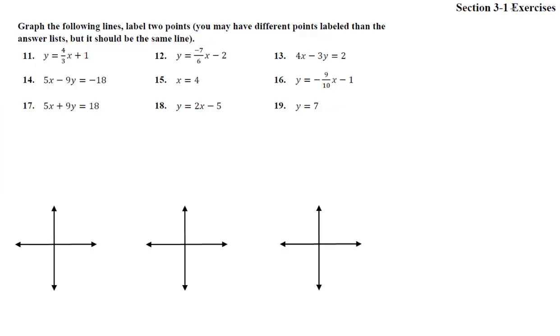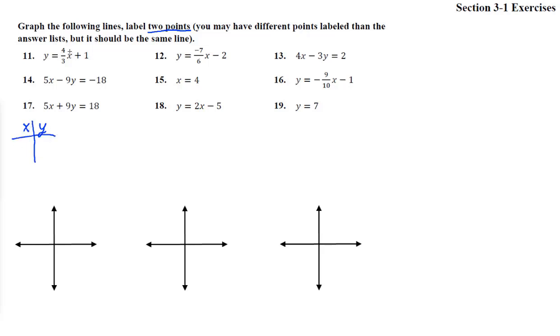Here we are in section 3.1, exercises 11 through 19, and it says to graph the following lines labeling 2 points. We've got to find 2 points. We might have different points labeled than the answer lists out, but it should be the same line. Okay, so any 2 points on the line. So starting with number 11, let's pick an x or a y and just plug them in.